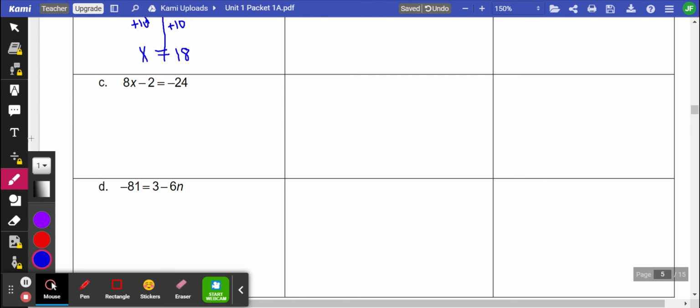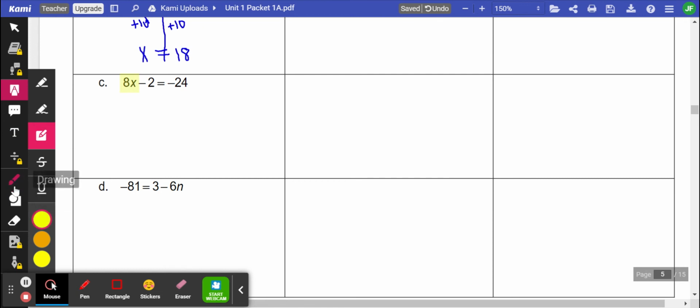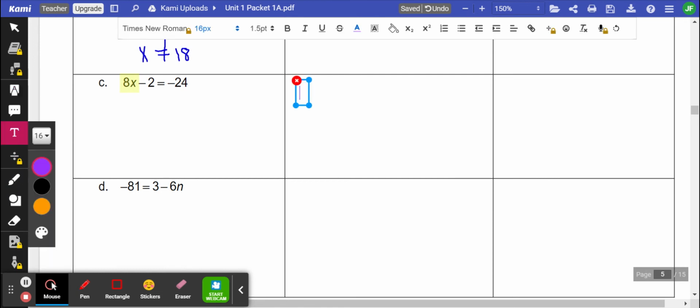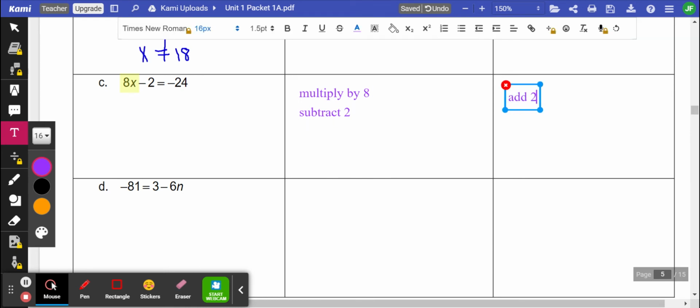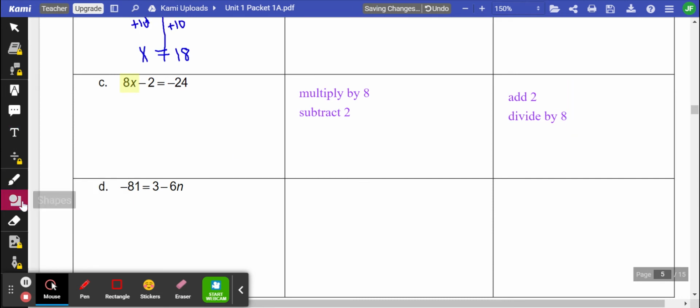Okay, two more. We are going to start by highlighting our variable and the number closest to it. You can see the first step here that we're going to type in our equation is multiply by 8. The second step is to subtract. So when undoing that, we're going to work our way backwards. We are going to add the 2 and divide by 8. So we switch the order and do the opposite operations to solve. Let's go ahead and draw our line through the equal sign. Sorry, I just had an extra line there.